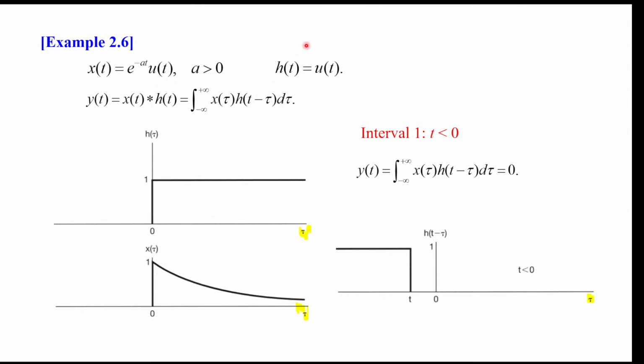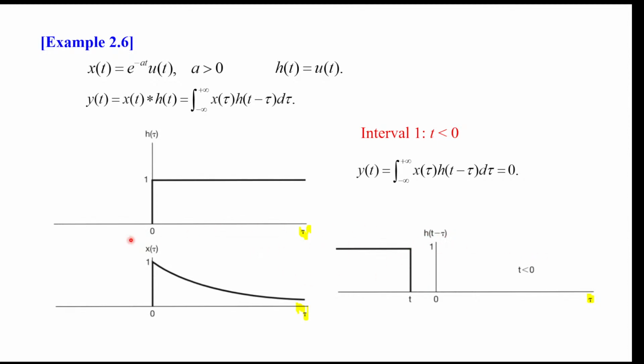Similarly, we fix t and think about how this integration will go. We plot x of tau and h of t minus tau as a function of tau. x of tau is just like x of t with t changed to tau. For h of t minus tau, we need to do the change of independent variable, just like before. We flip it around, doing time reversal first, to get h of minus tau, and then push the zero point left or right by t.